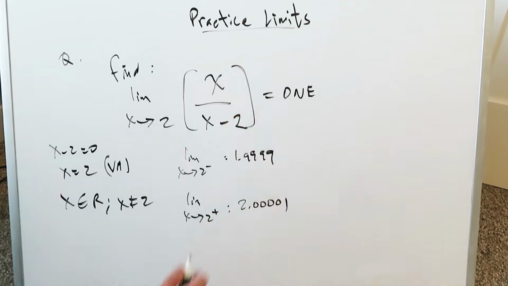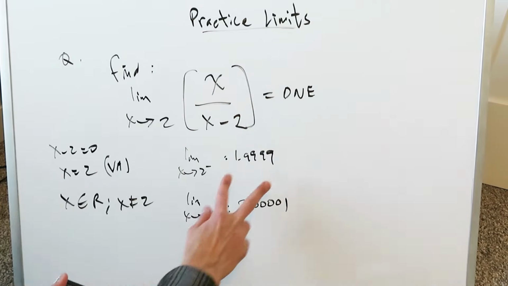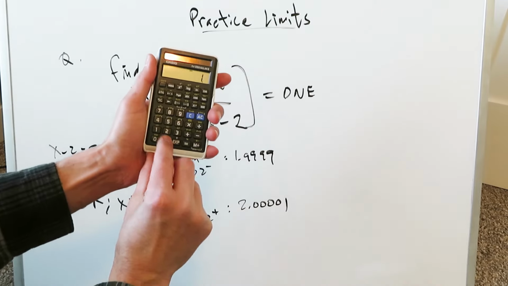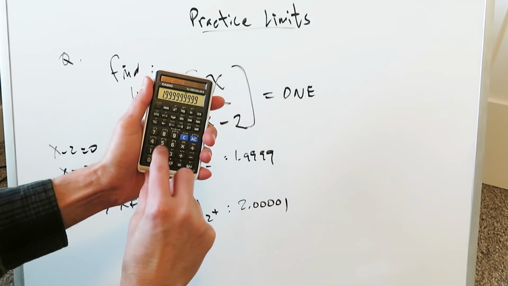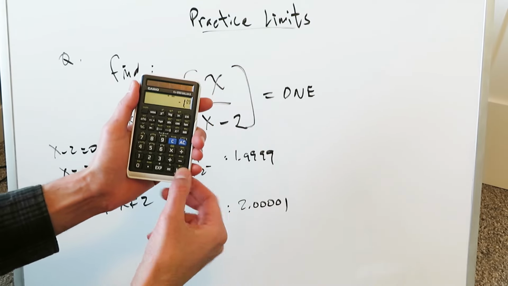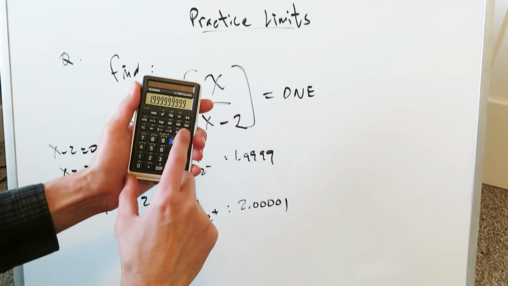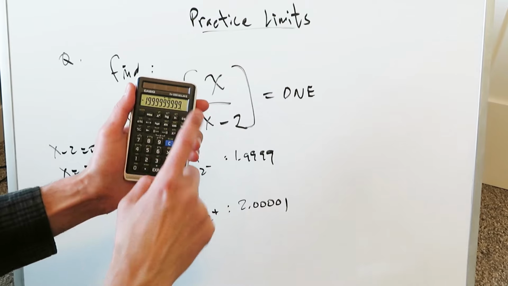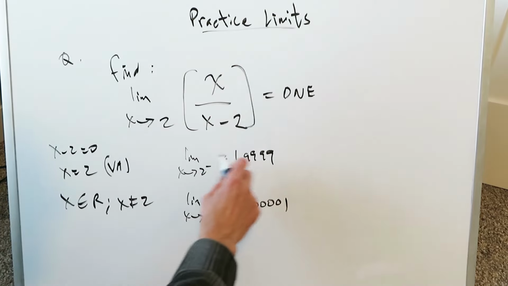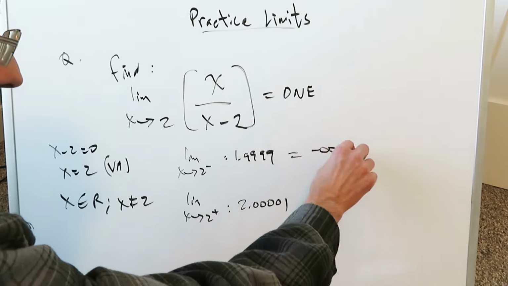Plug these values in here and see exactly what you get, and I'll plug them for you. I'll plug this value here into the denominator. I'll do all the 9s on the screen, -2, and I'm getting that, and I'll save it. Then I'll do again 1.99 all the way, divided by that saved value. I'm getting a minus very large number. So that tells me from the left side I'm approaching -infinity.